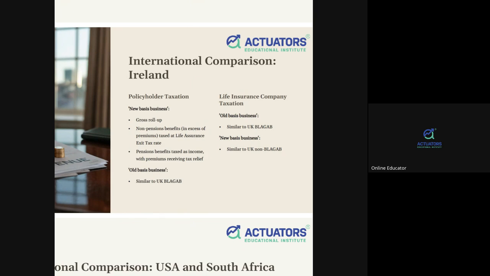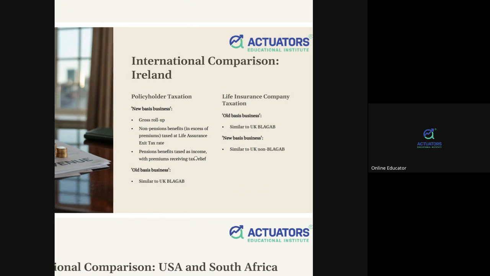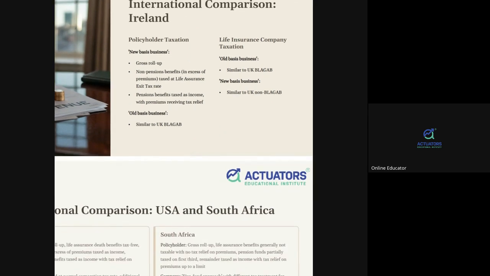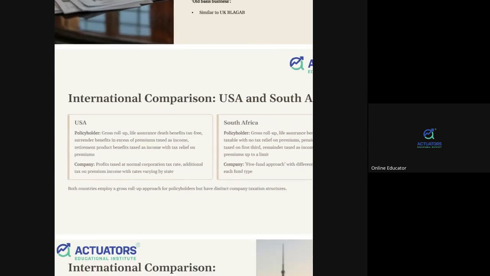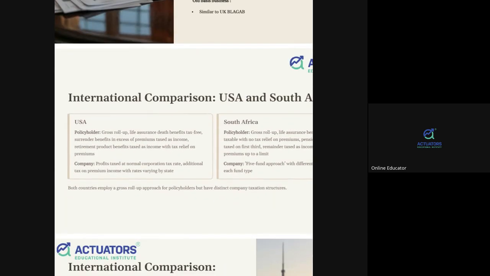Yeah, all your pension benefits are still taxed at your normal income tax rate, right? That is not taxed at this LAET, which they call the life assurance exit test. And old business, you have something very similar to the BLAGAB calculation that we have in the UK. So your investment returns are rolled up on a net basis, but anything in excess of that, you have to pay your marginal tax rate there. Okay.